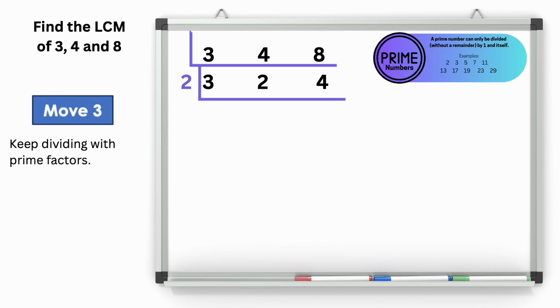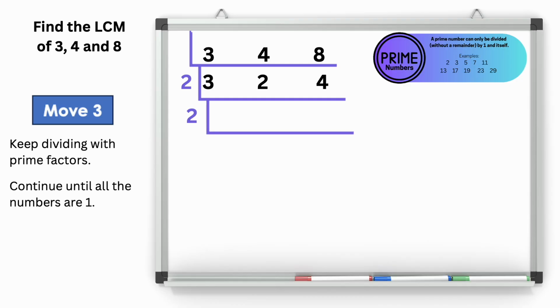Next, we're going to keep dividing with prime factors and continue until all the numbers inside the ladder are 1. So let's keep dividing. 2 can't divide evenly into 3, so we're going to bring that 3 down. 2 divided by 2 is 1. And 4 divided by 2 is 2. Let's keep going. 2 can't divide evenly into 3, so we're going to bring that 3 down. And we have the 1 in this column that we need. But 2 divided by 2 is 1.